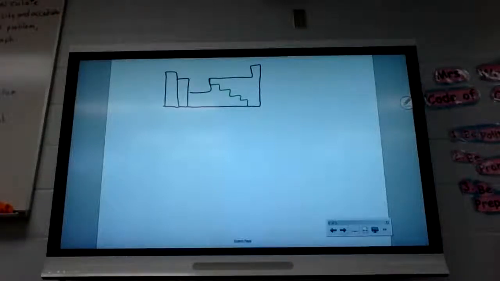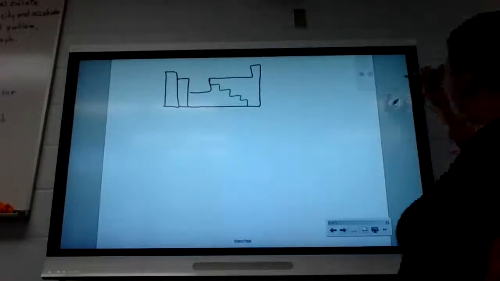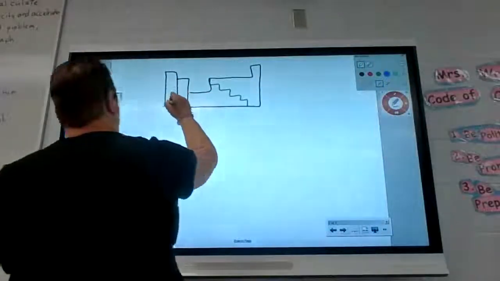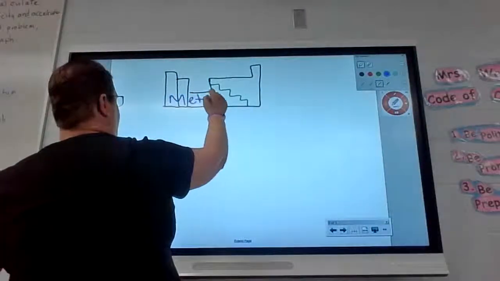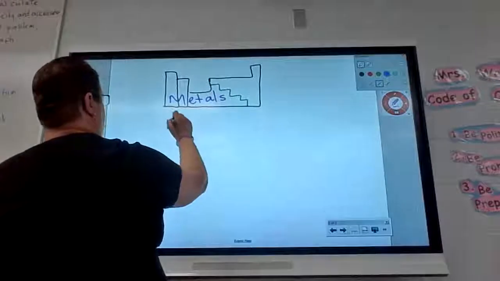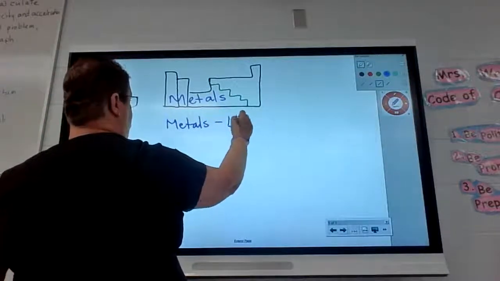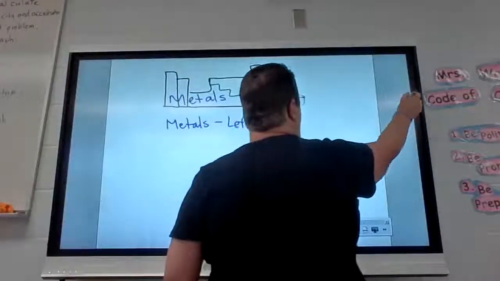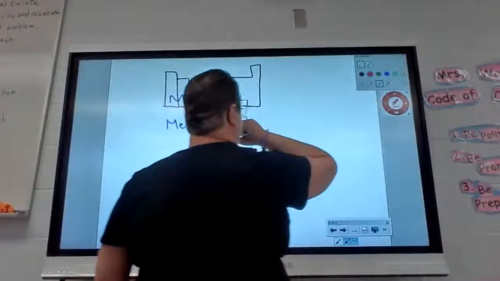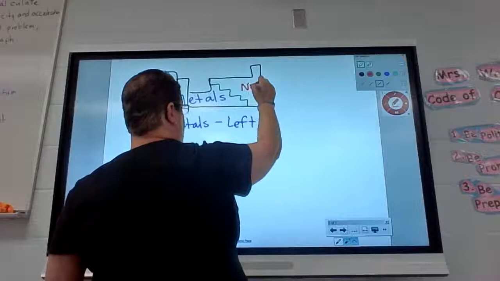So, where are the metals at in relation to the staircase? On the left. All right, so everything on this side is a metal. Okay, if you don't remember, metals are on the left. All right, nonmetals are where? Nonmetals are on the right.